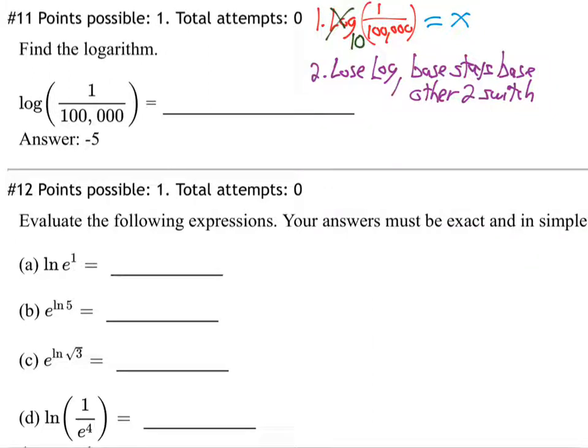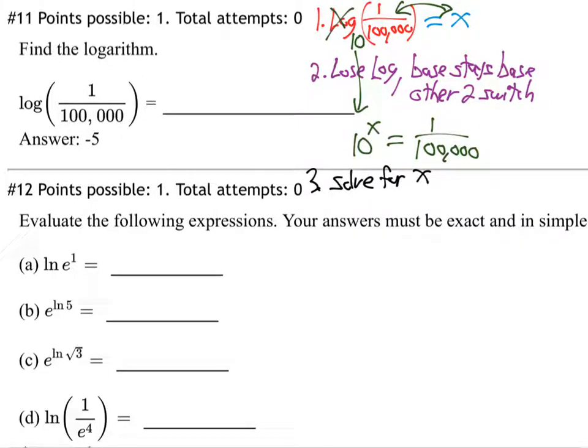All right, back to it. Cross out the log word. The base stays the base. The other two switch. Instead of 10 to that weird fraction, it's 10 to the x, and the fraction goes over there. All right? Step 3, solve. So how do you solve for x? How do you find x there?